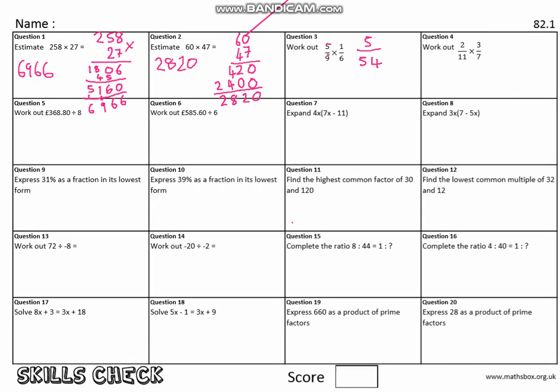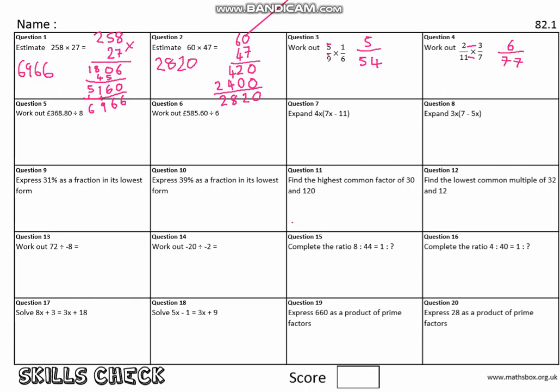Okay, so I've now plugged it in, so hopefully we can continue. So on to our next multiplication. So we just multiply across again. So we do 2 times 3 and 11 times 7. So 2 times 3 is 6 and 7 times 11 is 77.